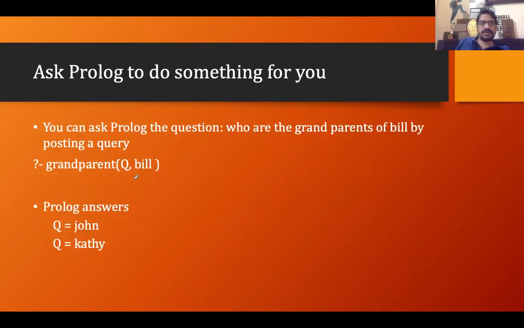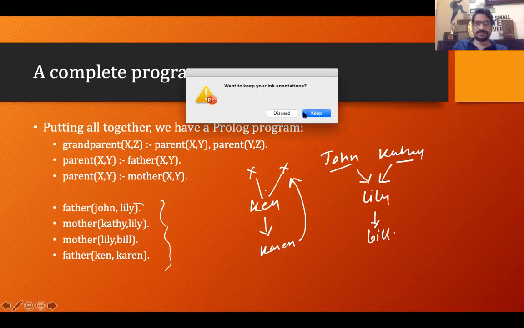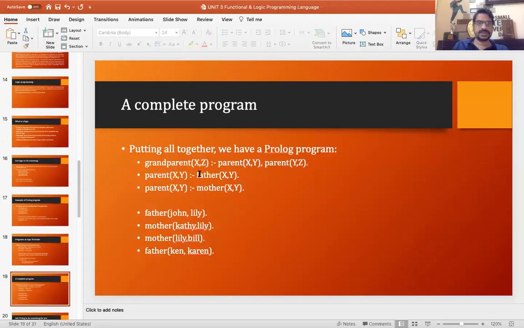Another query is there. Can we find out the grandparent of Bill? So who is the grandparent of Bill here? The grandparent of Bill is John as well as Kathy. So the output may be John or Kathy. Okay, so let's do that. And this will be our last thing.